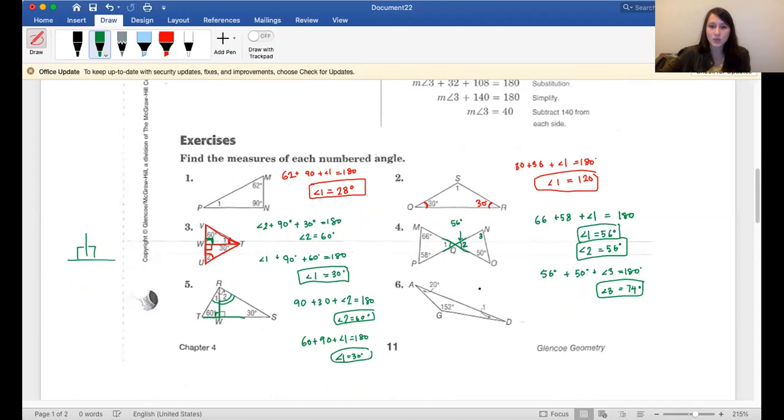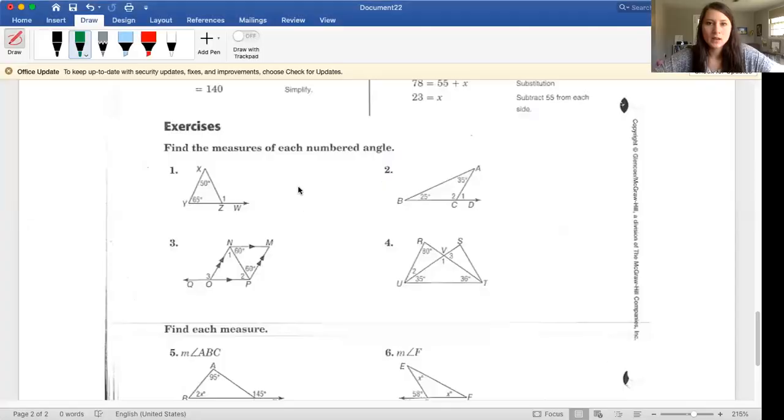All right, last one here, number 6. So I've got 20 degrees, 152, and angle 1 degrees. So I know all of them added equals 180. And so 180 minus 20 is 160. 160 minus 152 is 8. So angle 1 is 8 degrees. And that's the answer.